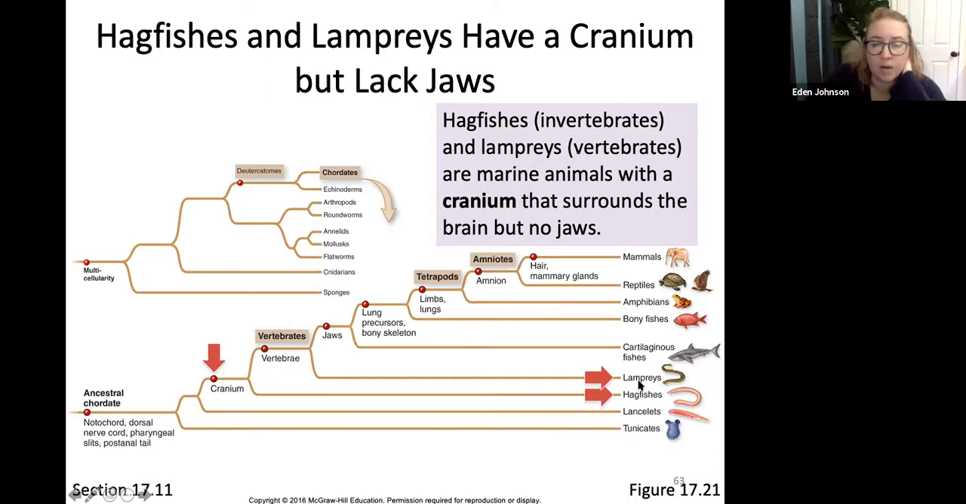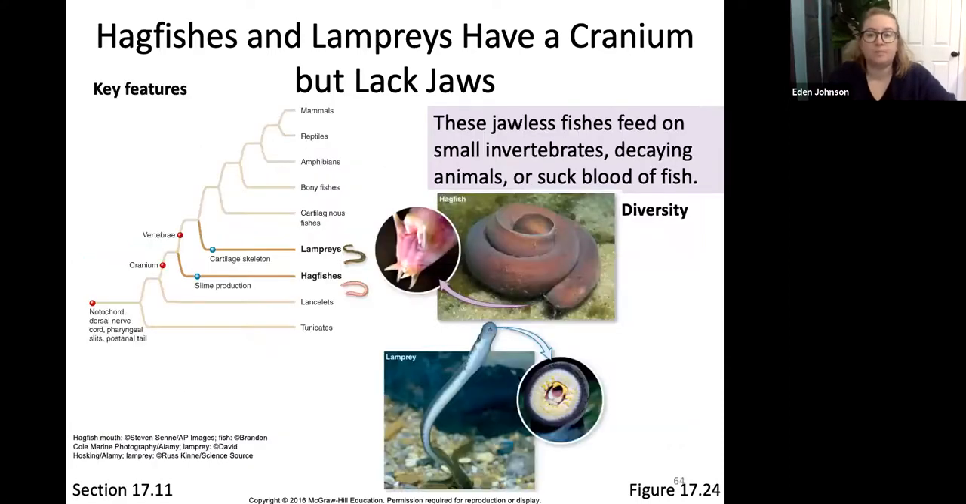So this organism is a vertebrate, this is an invertebrate, okay? They are marine animals with a cranium that surrounds the brain but does not have jaws. Jaws is the next characteristic that's going to come up in the following chordates. Okay, so hagfishes, they've got slime production, they have a cranium, but no vertebrae. Lampreys, they've got a cartilage skeleton, vertebrae, and a cranium.